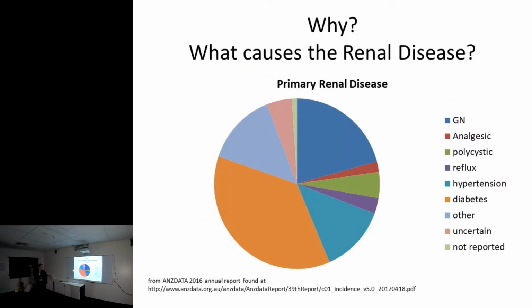So what causes it? This is a little bit fluid too, but as you can see, our primary cause here is diabetic nephropathy. It's the number 1 biggest cause of renal disease. When I started in 2000, it wasn't the case. Glomerulonephritis was number 1. So that comes post-streptococcal A infection.